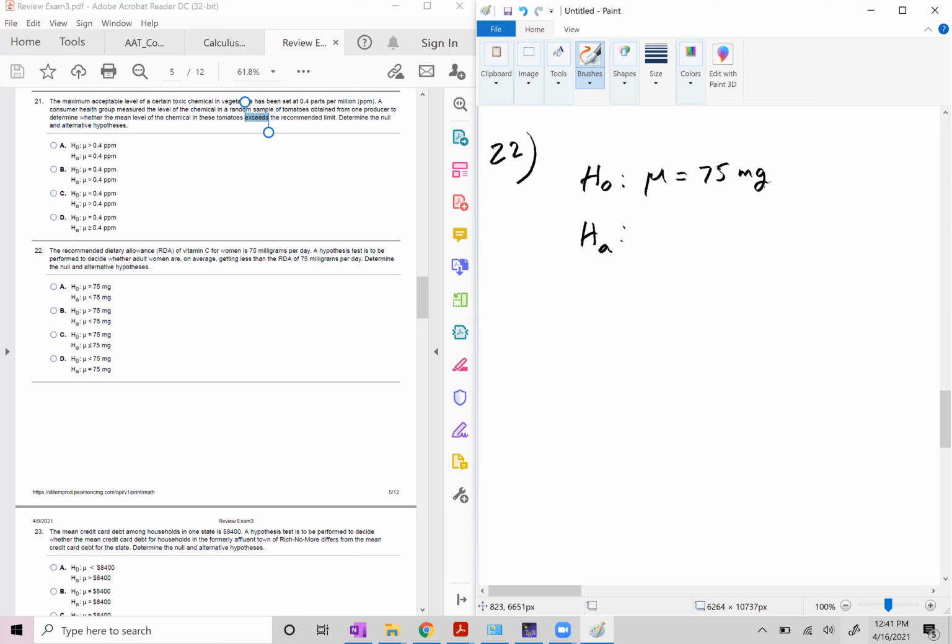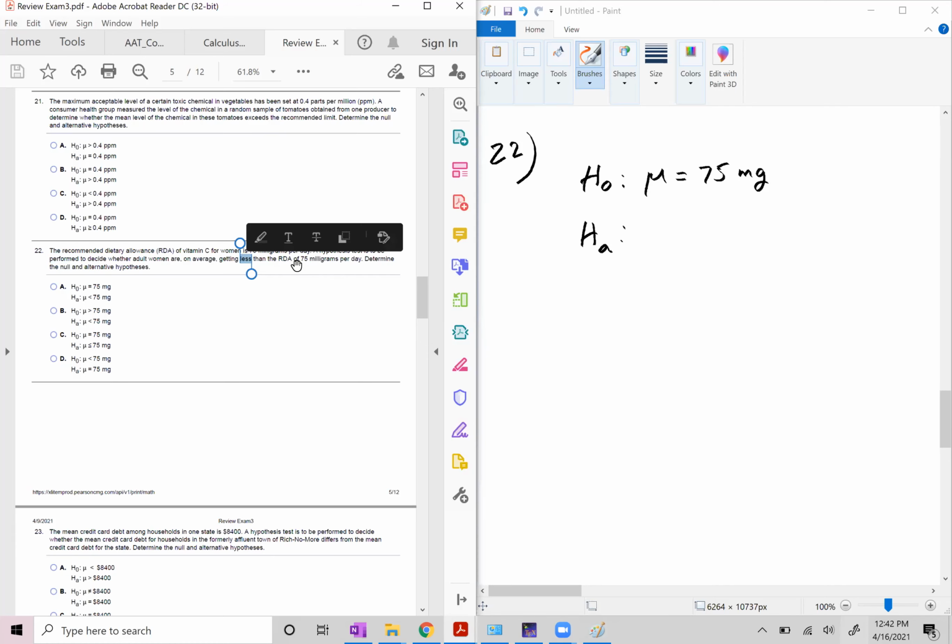Null always has the equality. Mu is equal to 75 milligrams, right? That is the recommended amount. A hypothesis test is to be performed to decide whether adult women on average get less than the RDA of 75 milligrams per day.